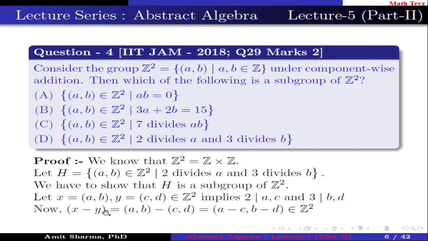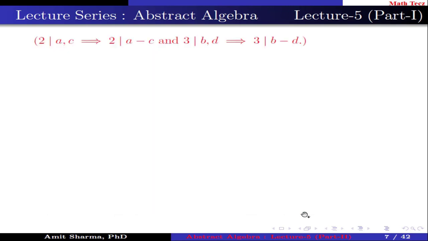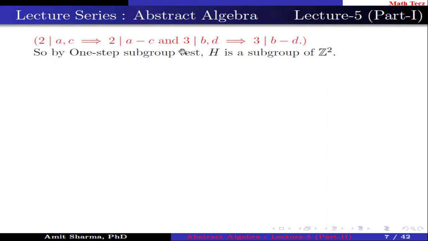Now x minus y equals (a, b) minus (c, d), which is equal to (a minus c, b minus d). This belongs to Z square because 2 divides a, c implies 2 divides a minus c, and 3 divides b, d implies 3 divides b minus d. So by the one-step subgroup test, H is a subgroup of Z square. Hence option D is right.